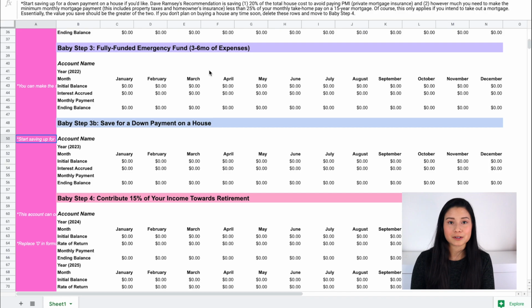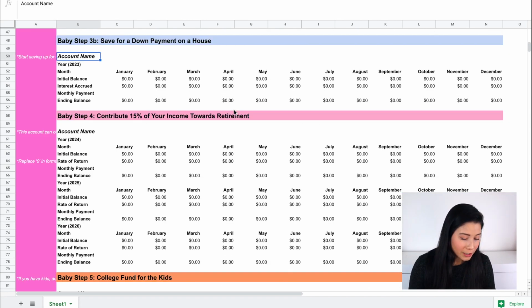But the point of the 20% is to avoid paying private mortgage insurance, or PMI, and the mortgage payment does include homeowners insurance and property taxes. So it's not like you can say my mortgage payment is only, you know, my principal and interest for the month. And here we have the account name. Again, I made this 1 year. It could take you longer depending on where you live, on the real estate market, what kind of house you're buying, how big of a house you're buying.